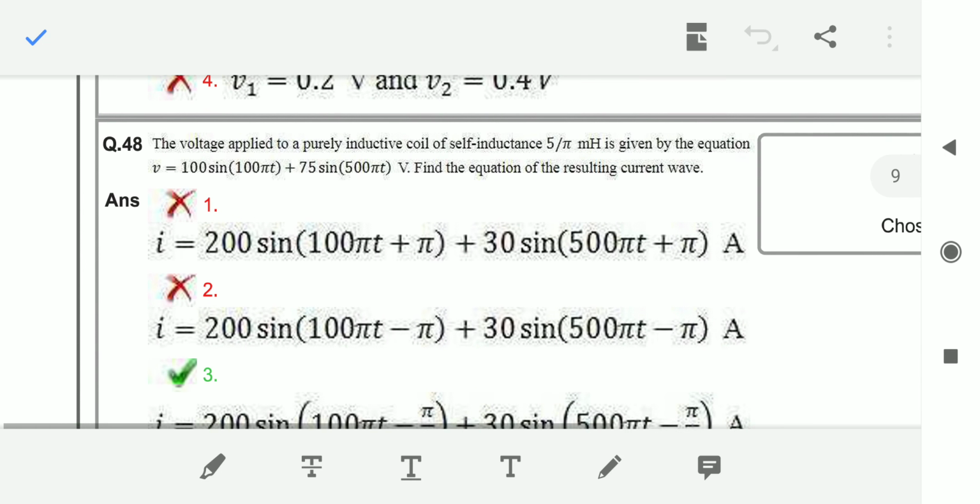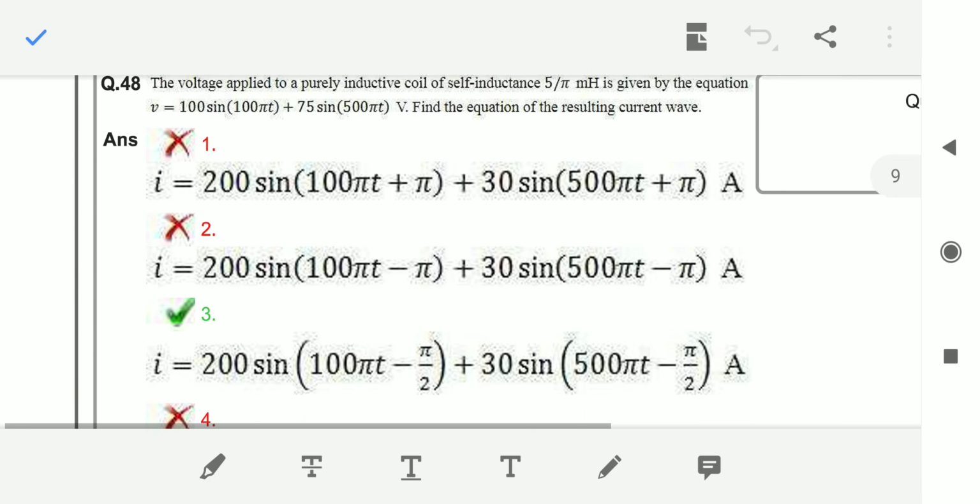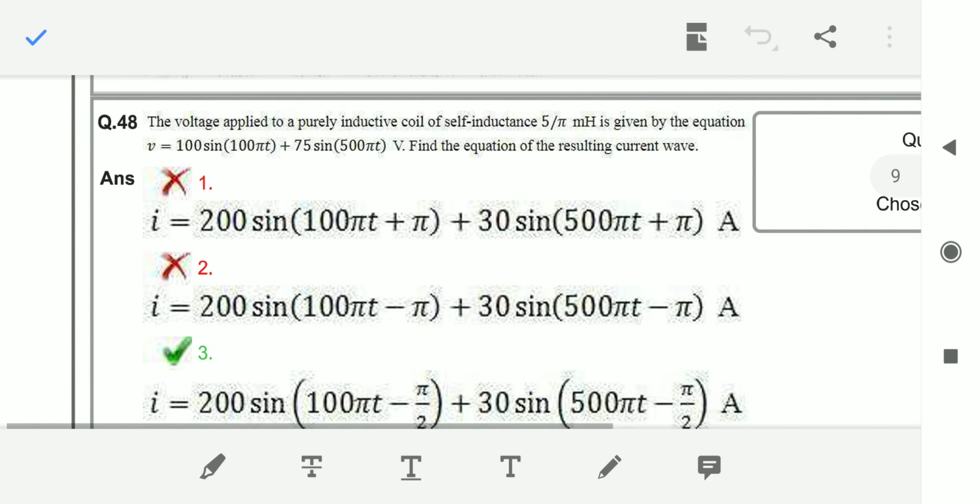Coming to question number 48: the voltage applied to a purely inductive coil of self-inductance 5 by pi millihenry is given by the equation V equal to 100 sin 100 pi t plus 75 sin 500 pi t volts. Find the equation of the resulting current wave. He is asking you to calculate the equation of the resulting current. Remember one thing: you need not calculate the value of the current equation.